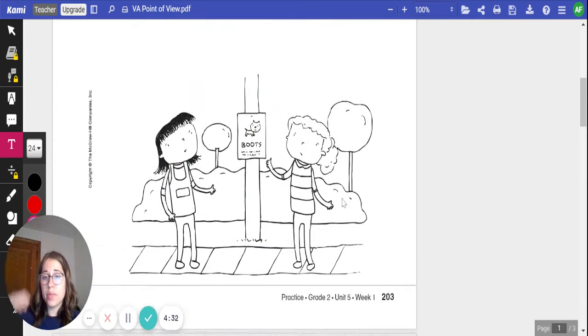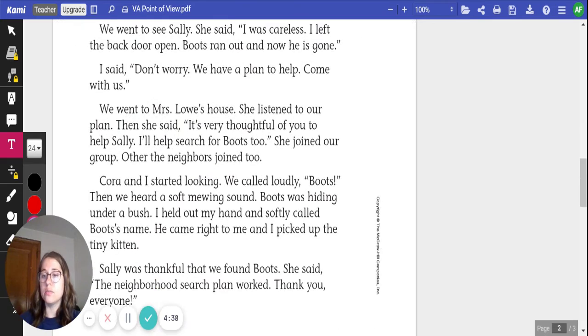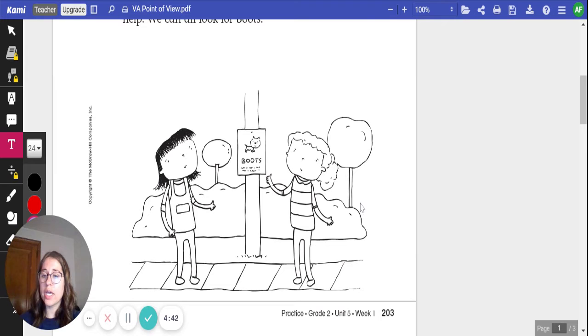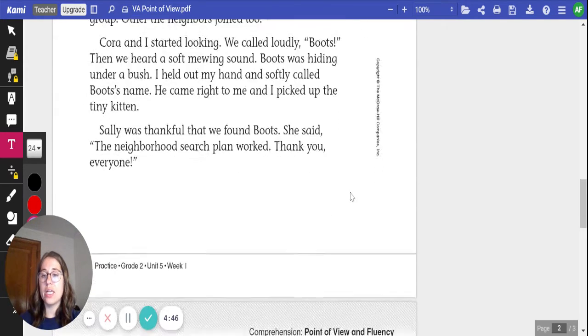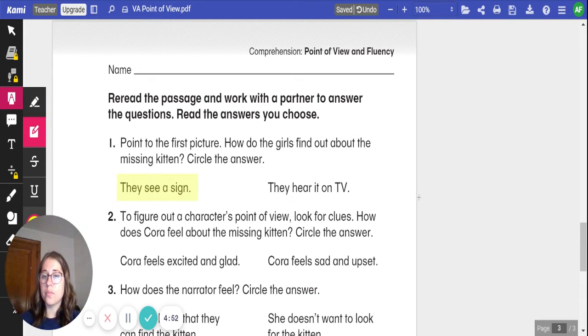Let's look up at our first picture. Are they looking at a sign or are they looking at a TV? They are looking at a sign. So next to number 1, we would say they see a sign.